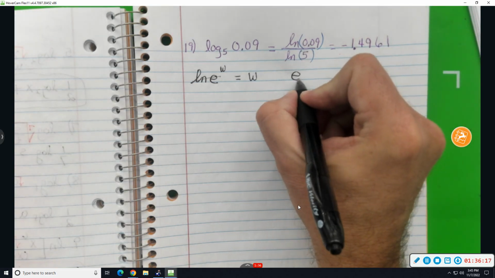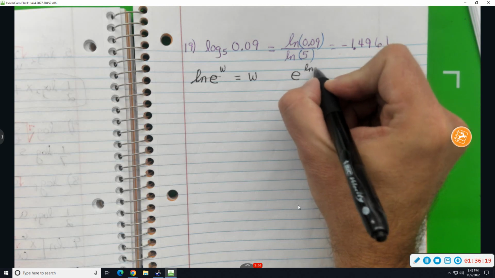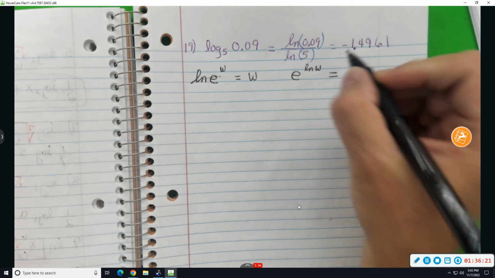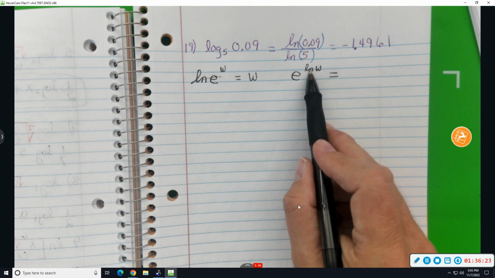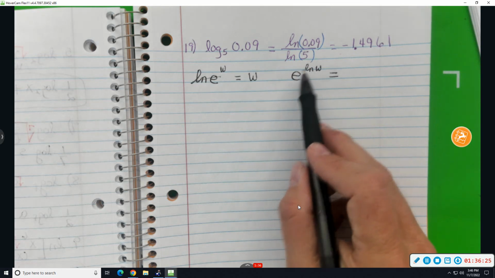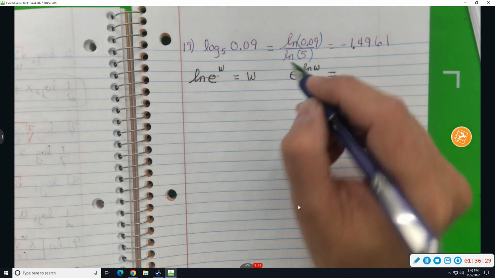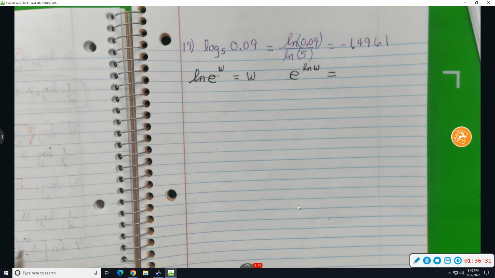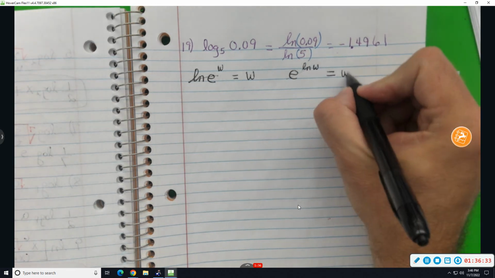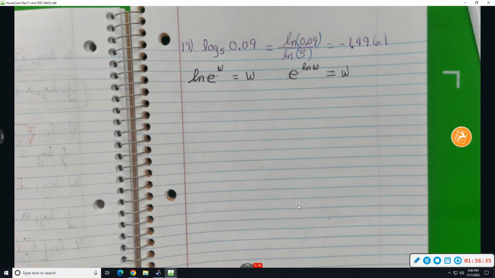If ln were the exponent, if you have e and ln side by side with nothing between them, they cancel out, leaving whatever's left there. That's what the W is, whatever. Okay? Number 20 is really not a difficult problem.